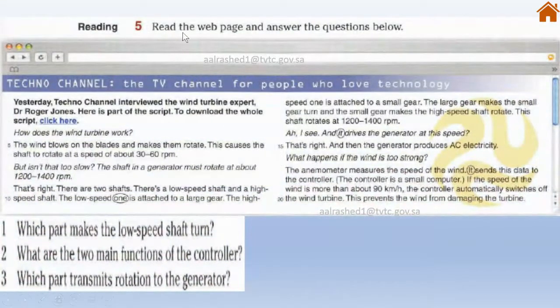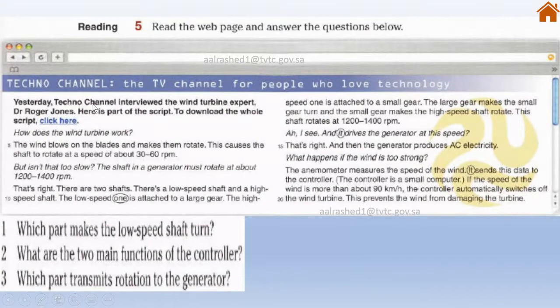Okay, for 5, we need to read the web page and the question below. So we have a question for 1 to 3. Questions ask about, for first one, you need to know which part makes the low speed shaft turn. Number 2, what are the 2 main functions of the controller? Or 3, which part transmits rotation to the generator?